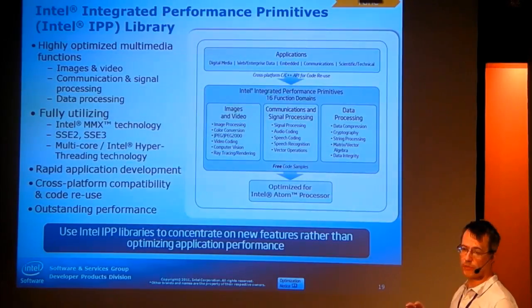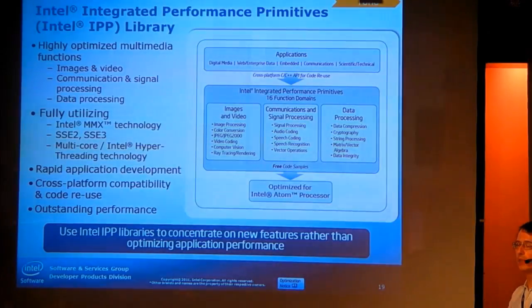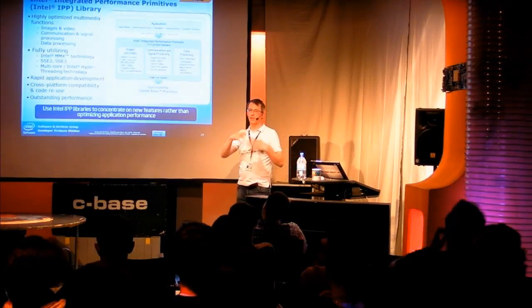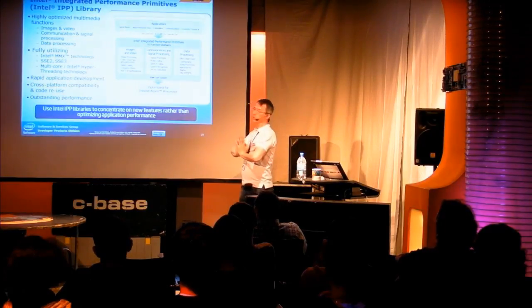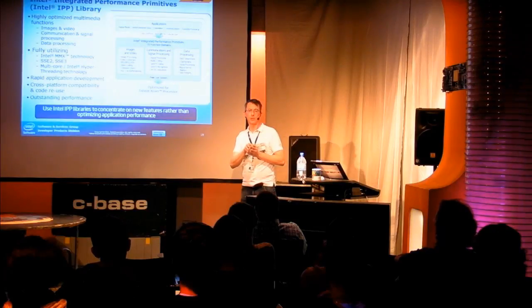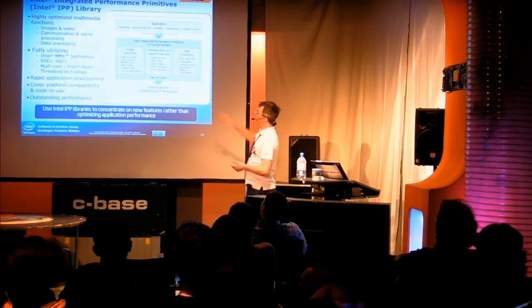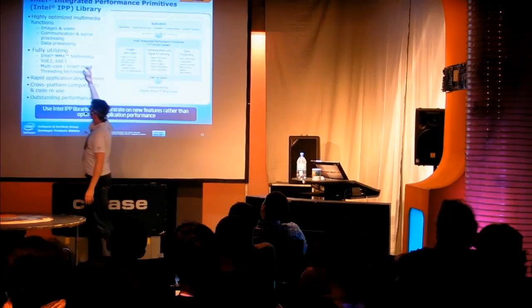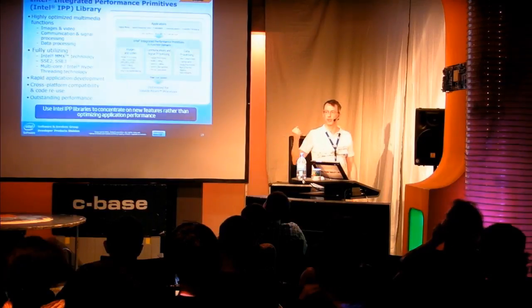They're based all around multimedia, imaging, video, compacting and expanding images, communication, signal processing, and data processing. So if you have to do anything with these sorts of multimedia functions, have a look at these primitives. You'll definitely find some library that will help you do whatever you're trying to do in your application, to make it run quicker and smoother. It goes down to all the possibilities that the CPU offers; all the special opcodes are used to make it as fast as possible.